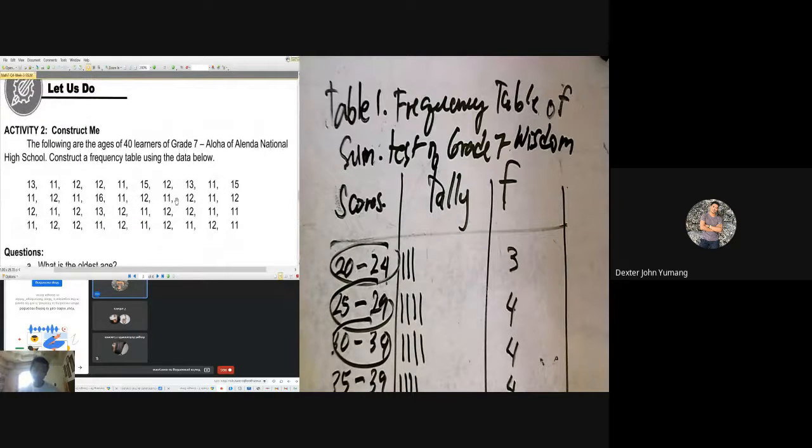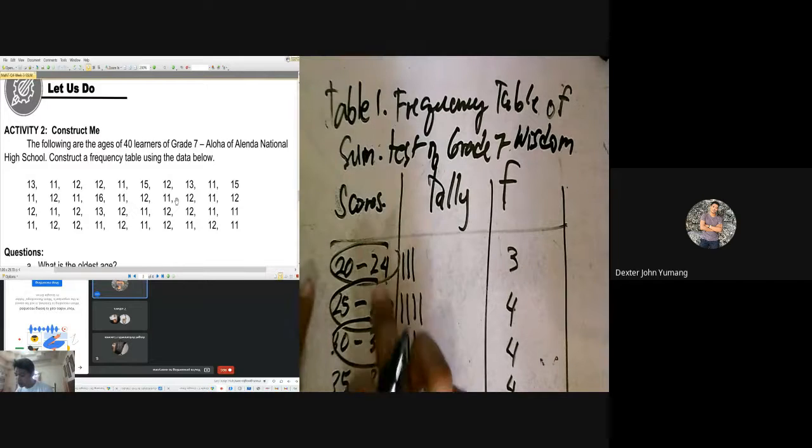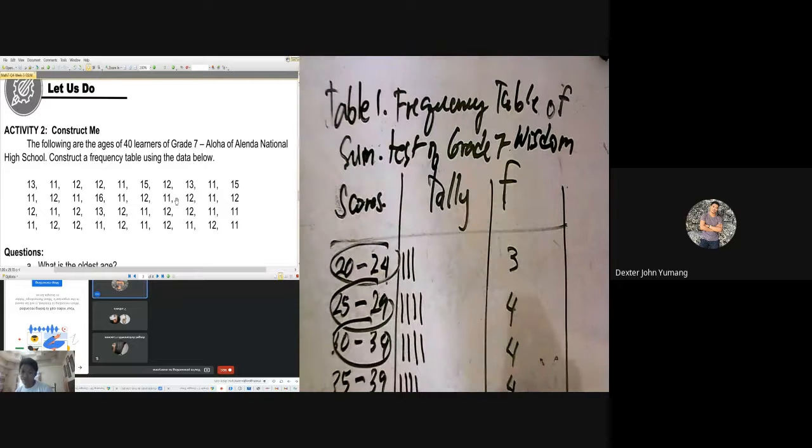examples. So we have this given. The following activity number 2, we have ages of 40 learners. So the ages of 40 learners are as follows. 11, 12, and 13. Merong 14, merong 15. Pwedeng by 2s yan, pwedeng by 1. It's up to you. So kung by 1, wag na kayo maglagay ng range. Pero mas maganda, may range.